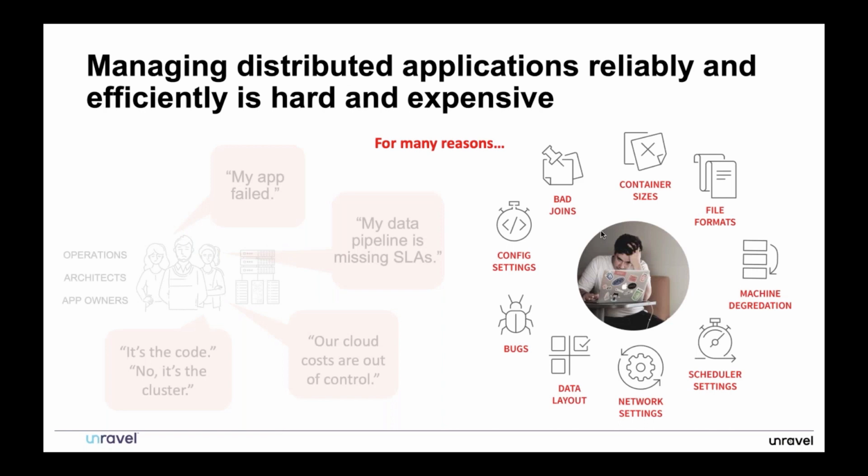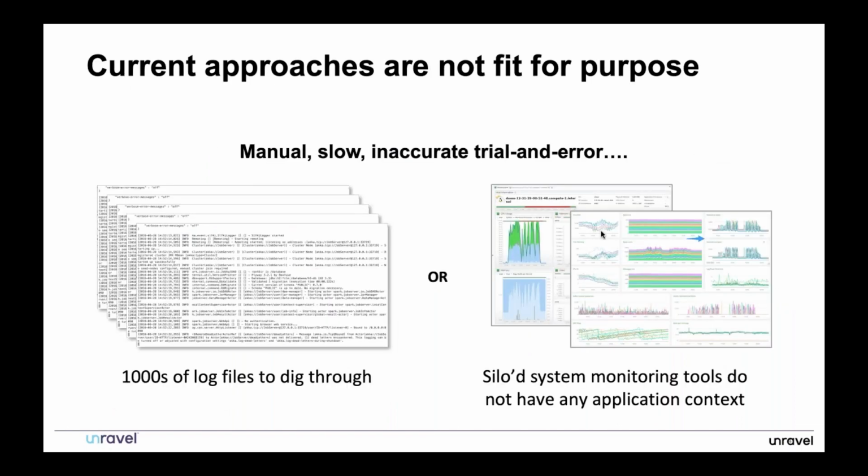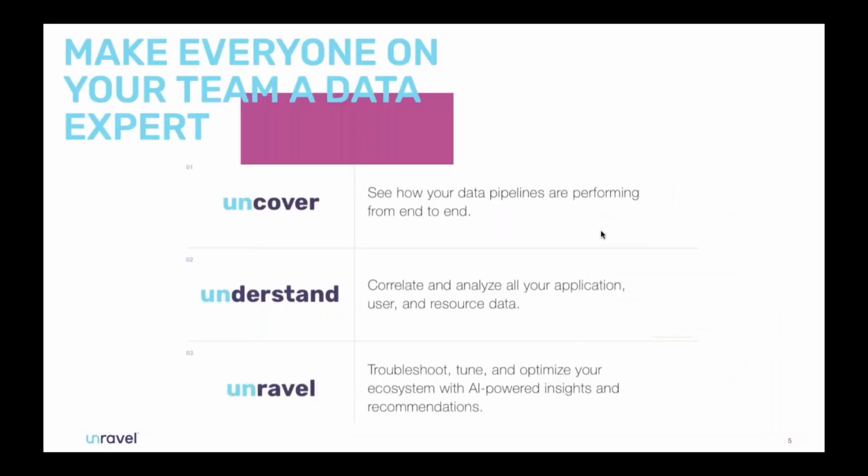So the whole premise of Unravel is to make sure that nobody has to go through thousands of lines of code or correlate a lot of system metrics to be able to figure out why applications were slowing down or failing. And that's basically what Unravel does.